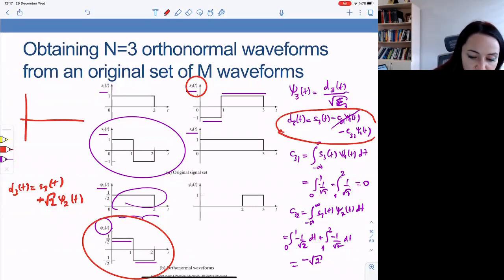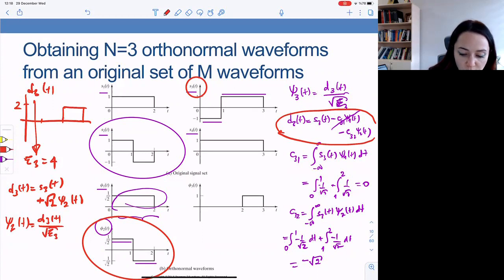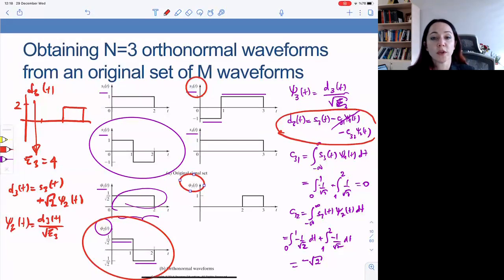let's just draw it here. This is 1, this is 2, basically this. 1 plus 1 is 2. And then, so this is D3 of t. And then energy of this thing, E3, is equal to 4. So phi3 of t is D3 over square root of E3, which is D3 over 2, which gives us this normalized waveform.